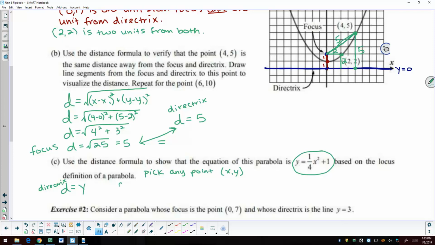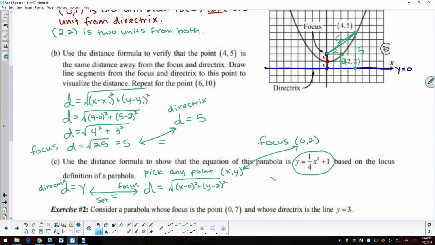Now the distance for the focus is going to be, you're going to plug in our point. We're going to the focus, which is 0, 2 again. So if you want to make a little note to yourself, the focus was at 0, 2, and our point that we're finding the distance between is x, y. So that's known as the square root of x minus 0 squared plus y minus 2 squared. Well, I can set these two distances equal because I know they're going to be the same. So you're going to set those equal.